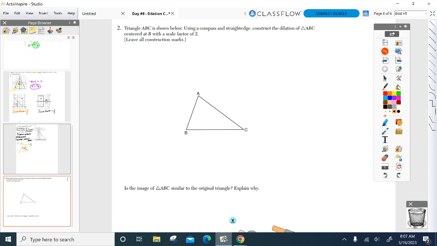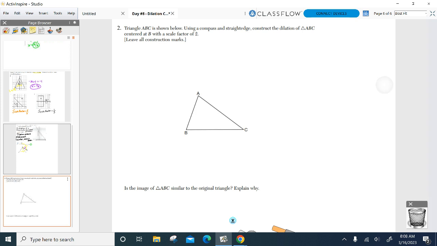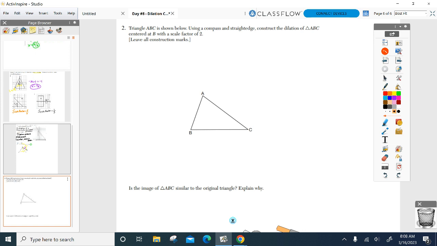Okay, so for this next one here, scale factor of 2 centered at B. B is not going anywhere, but ready? Point A and C, getting closer to B or further away? Further away, right? So I'm going to get a bigger triangle, but the only exception is B is not going to go anywhere. It's staying right there, so there's B prime.